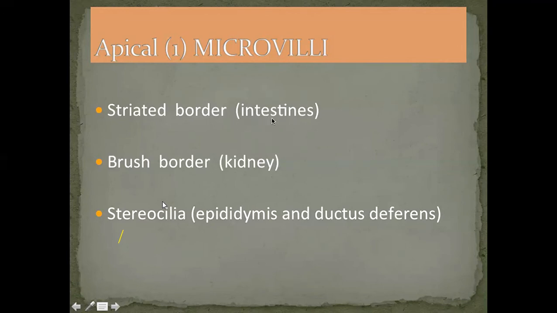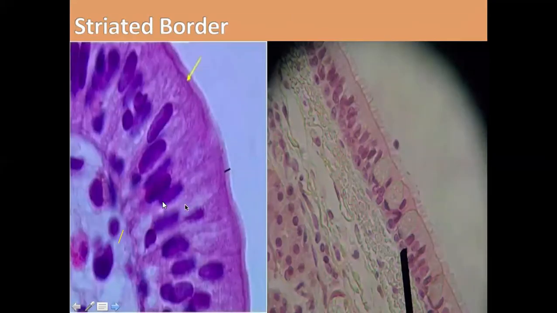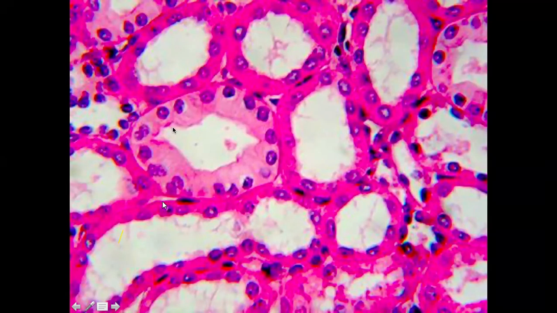If they are located in the intestines, they are called striated border. But if the microvilli are located in the kidney, they are called brush border. If they are located in the epididymis and the ductus deferens, they are called stereocilia. All of these are still called microvilli. In the intestine, you can see these spikes, your striated border or microvilli. In the kidney, they're called brush border, but still microvilli.